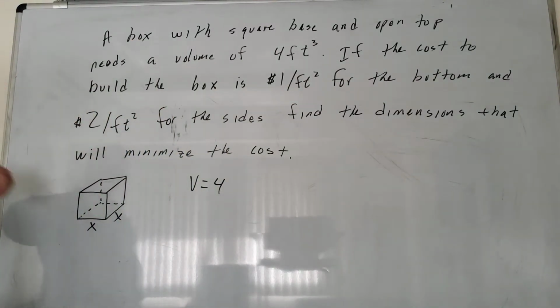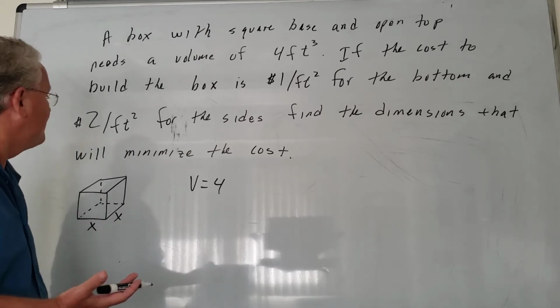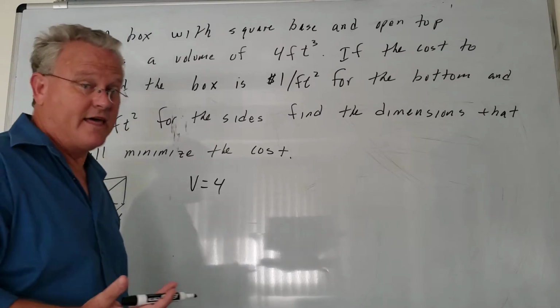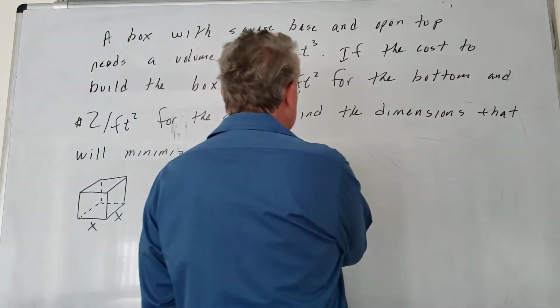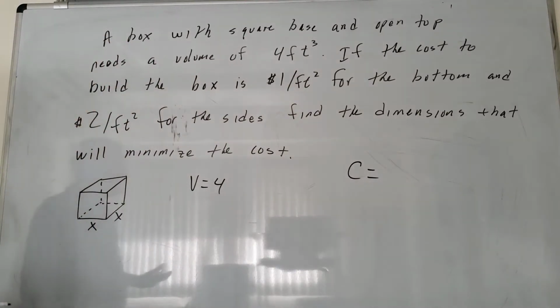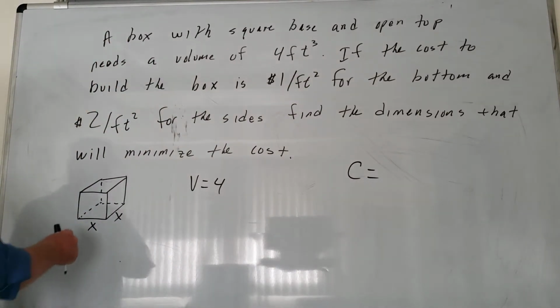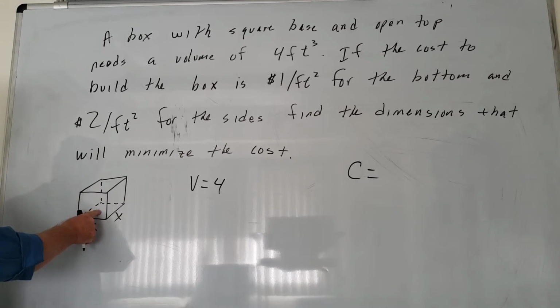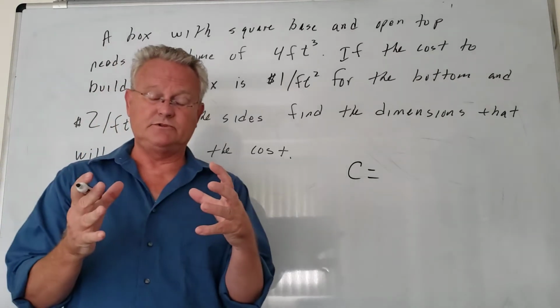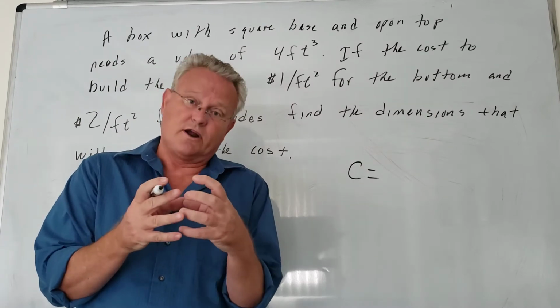The cost to build the box is $1 per square foot for the bottom and $2 per square foot for the sides. And we want to find the dimensions that will minimize the cost. Well, that means we need an equation for the cost. What is the cost? The cost is the number of square feet on each side times the cost per square foot.